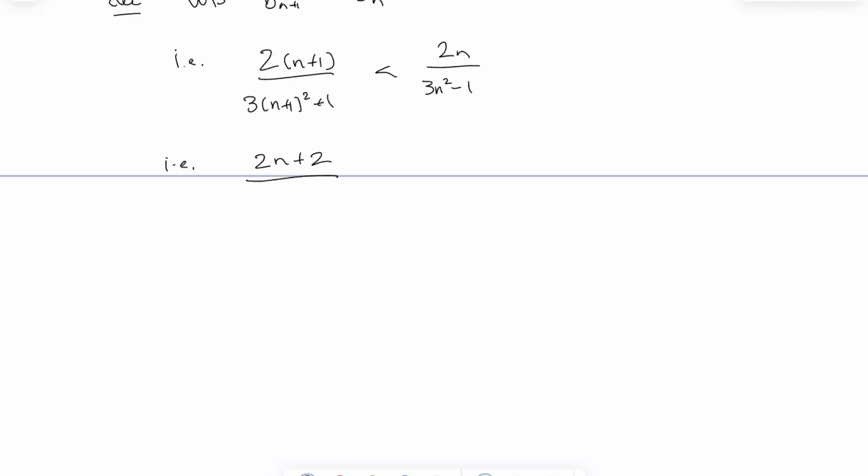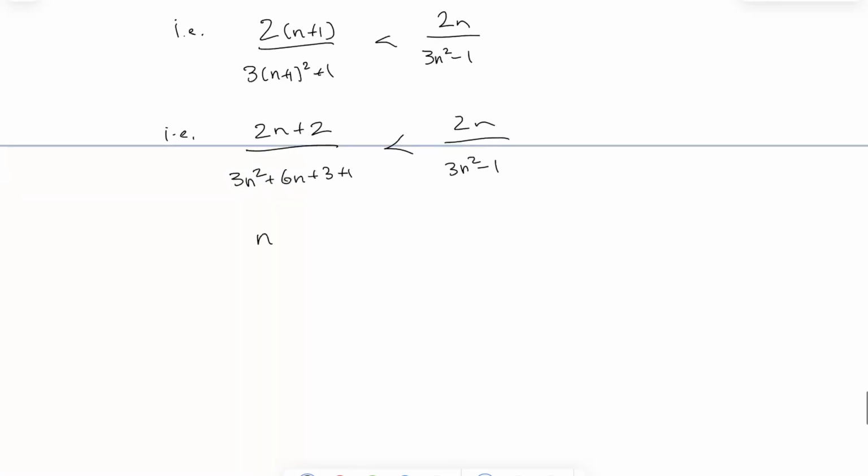Do the FOIL on the bottom, and then distribute the 3. It should look like 3n squared plus 6n plus 3 and then plus 1. Less than, the same business over here. Maybe I will just add on the denominator again: 3n squared plus 6n plus 4. 2n over 3n squared minus 1.